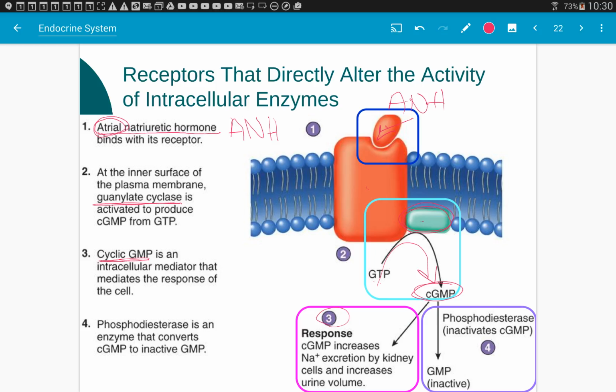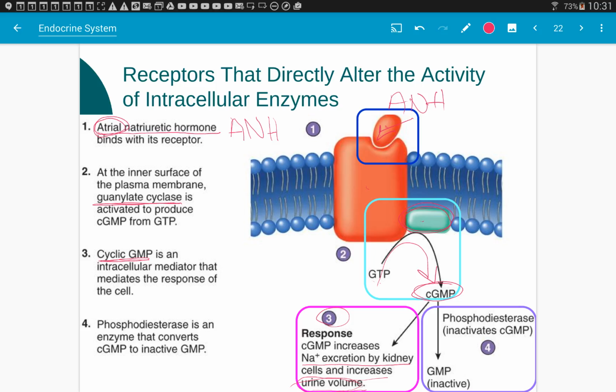So, cyclic GMP, there's two things that can occur. Right here, first, you can have cyclic GMP increase sodium excretion by the kidney and therefore increase urine volume. So, atrial natriuretic hormone, one response is to get rid of excess sodium ions. If you're excreting excess sodium out into your urine, water is going to follow. So it's going to increase your urine volume. If you're increasing your urine volume, you're getting rid of extra fluid in your body, and that's going to cause a decrease in your blood pressure.